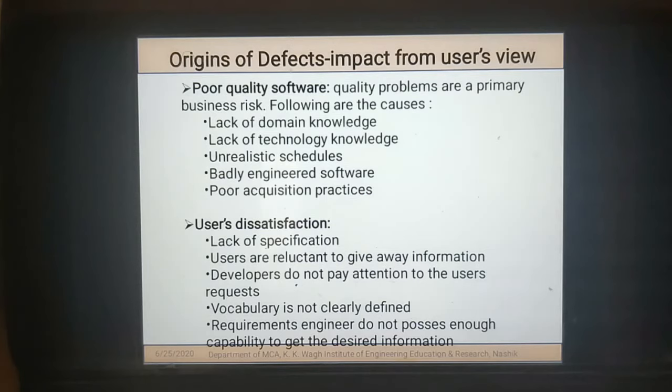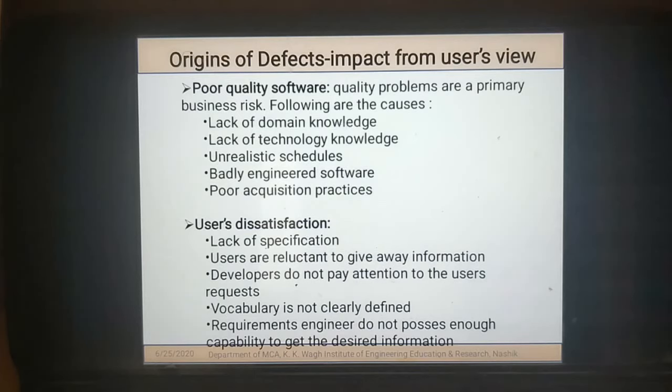Maybe the reasons are lack of domain knowledge, lack of technology knowledge, unrealistic schedules, badly engineered software, or poor acquisition practices we are following. That might be the reasons the team members did not develop quality software. Whereas the user is not satisfied because, as I said, of lacking specification or requirement, or the users are reluctant to give away the information. Sometimes the user may not give the appropriate requirement. That is one of the reasons.